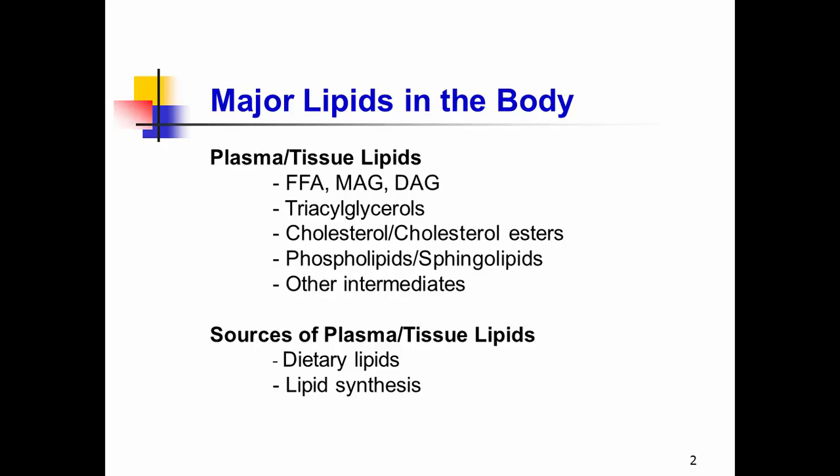And what are the sources of the lipids in these places? Actually, two major sources, right? One is from the diet. We eat food and we absorb the lipids from the diet into the body. And the other important source is synthesis, right? Our body can synthesize lipids. So dietary lipids and lipid synthesis are the two major sources of lipids in the body.